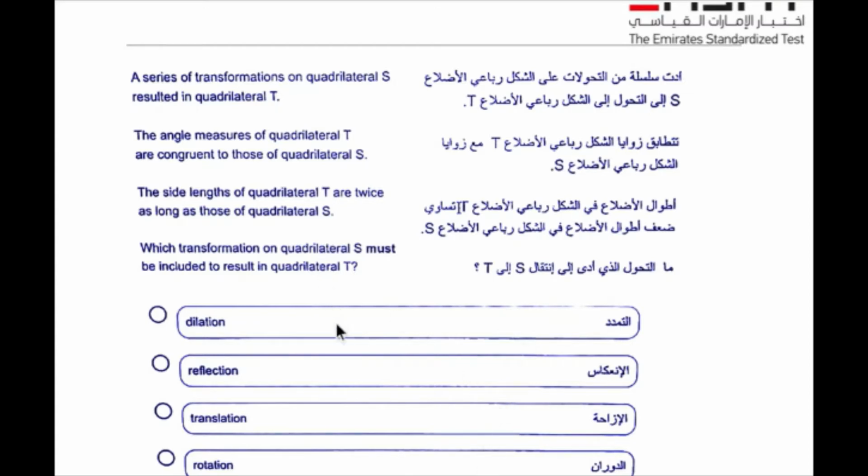A dilation is a transformation that produces an image that is the same shape as the original, but in a different size. Compared to a reflection, a translation, and a rotation, they don't change the shape or the size. So as we can see here, it says the side lengths of quadrilateral T are twice as long as those of quadrilateral S. So the size has changed. So that's why it will be a dilation.